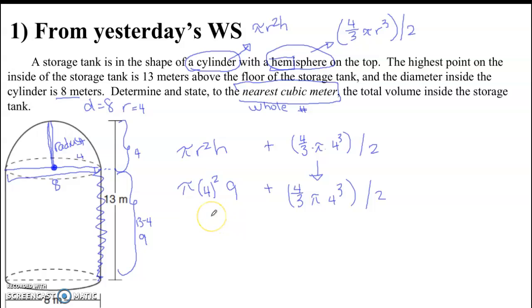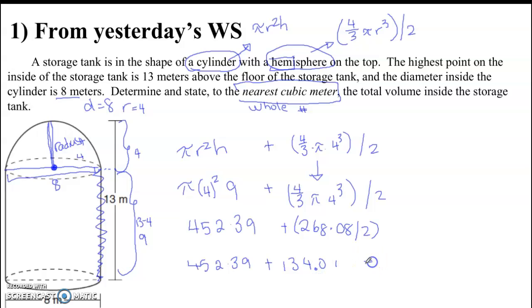Now, if we were to plug this in our calculator, for this, we're going to keep 2 decimals. Remember, our deal is like we round at the very end, so let's keep 2 decimals. Plug this in your calculator, you should get 452.39 for the first part, and then 268.08 for the second. I'm going to divide that by 2. So I'm just going to rewrite this. When I divide that by 2, I get 134.01.